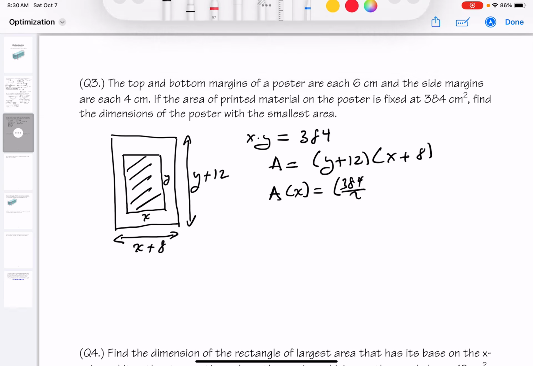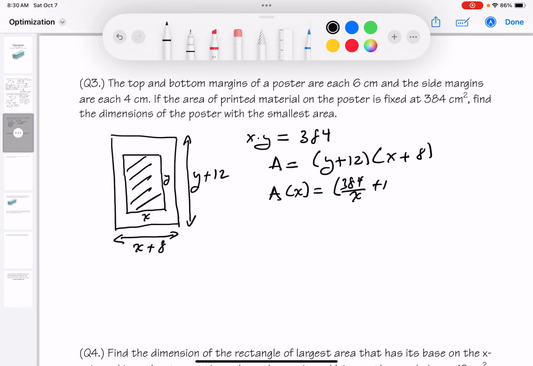384 over x, plus 12, and then x plus 8. I'm going to keep going through this, multiply it out. I'm distributing the product multiplication. Then I get 8 times 384, x to the minus 1. I just distribute this term across the x plus 8.